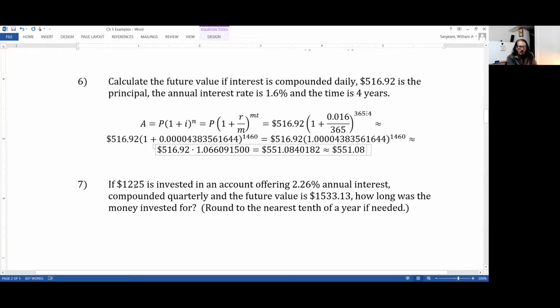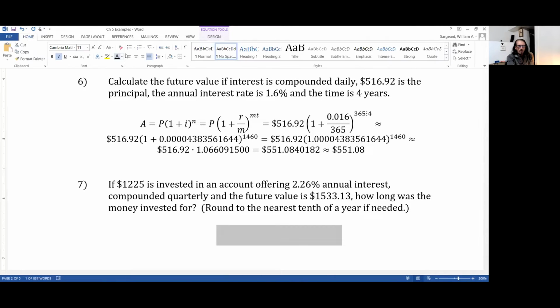We are given the present value, or the principal, and the interest rate, which we convert to 0.0226, as well as compounding quarterly, which means that M is going to be 4, showing up both here and here. We want to find out how long the money was invested for, and if needed, round to the nearest tenth of a year when we're done.